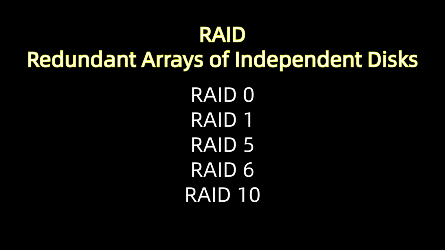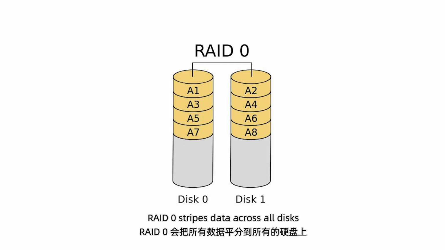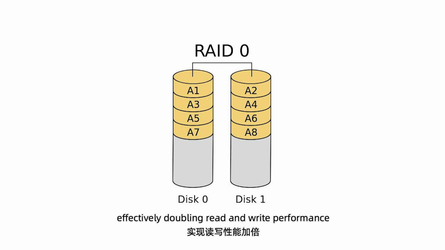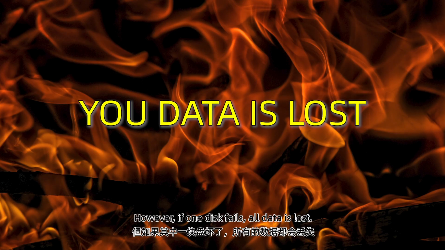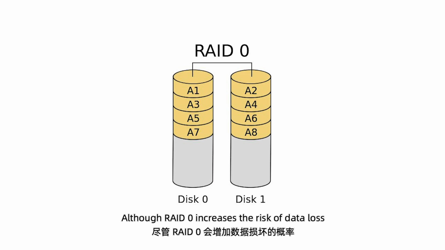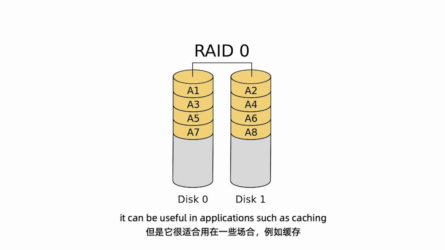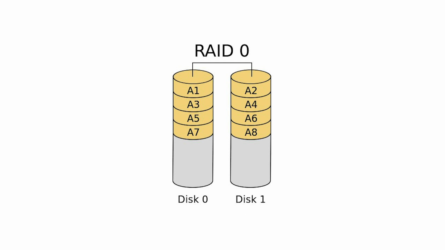RAID 0 stripes data across all disks, effectively doubling read and write performance. However, if one disk fails, all data is lost. Although RAID 0 increases the risk of data loss, it can be useful in applications such as caching.